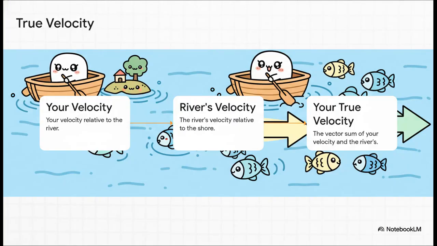So your total or true velocity is actually a combination of vectors. You have your rowing velocity, that's one vector, and the river has its own velocity, the current, that's a second vector. For someone on the shore to describe where you're going, they have to add those two vectors together. Your path won't be straight across, it'll be diagonal. It just goes to show all motion is relative.